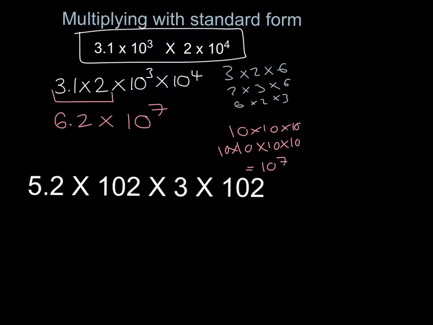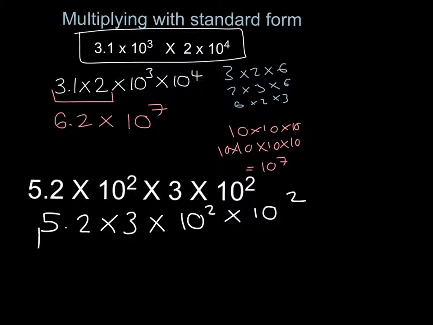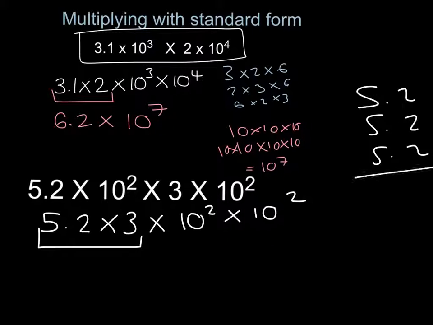Okay, so if you have a look at another one, we could do the same again, so the numbers would go next to each other, 5.2 times 3, and the powers 10 squared times 10 squared. Deal with the numbers next, 5.2 times 3. Remember, if you struggle with that, you could just literally add them up like that, 3 times. Worst case scenario, 2, 4, 6, and then 5, 10, 15.